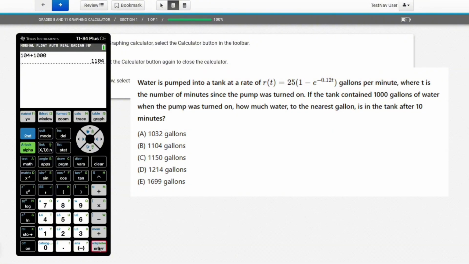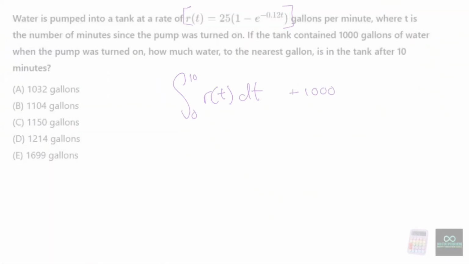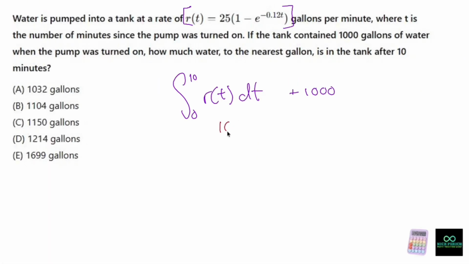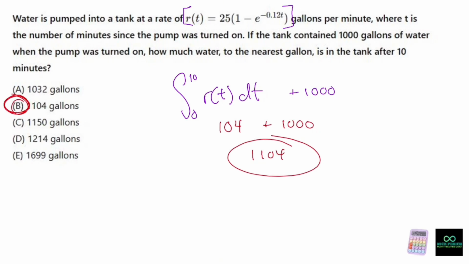We end up with 1,104, so let's go back and write that out. All right, so this guy ended up being 104 point something, so 104 after it's rounded, plus 1,000 is 1,104, which is going to be B, baby.